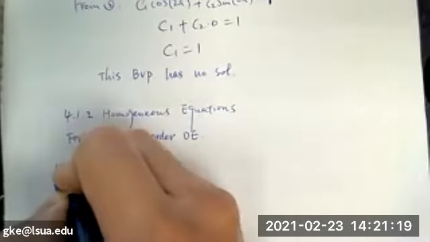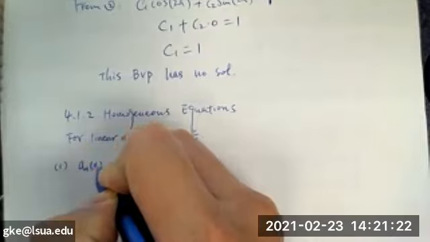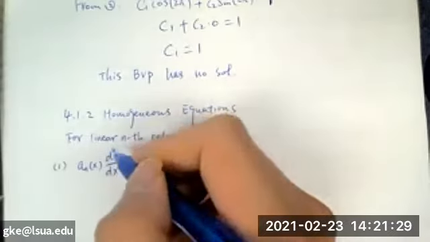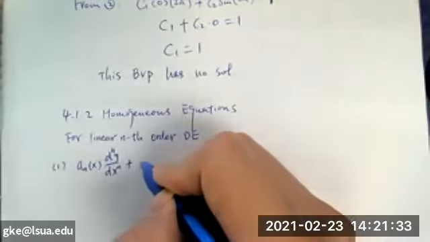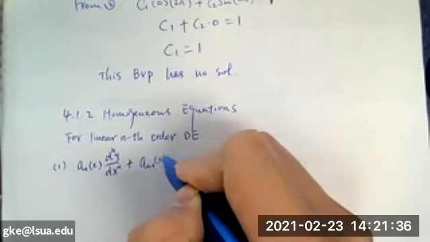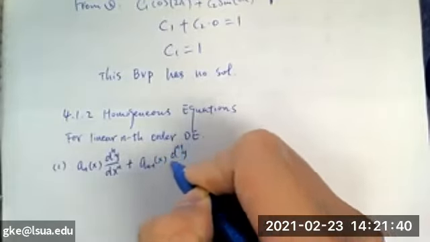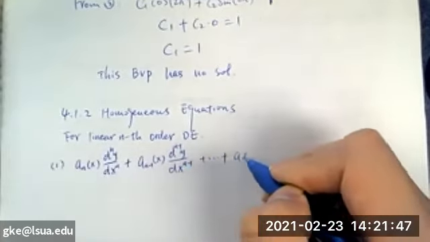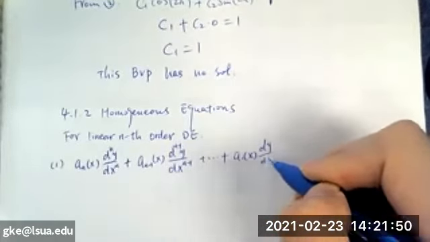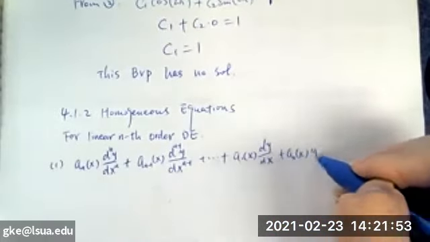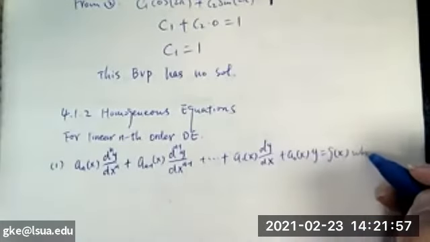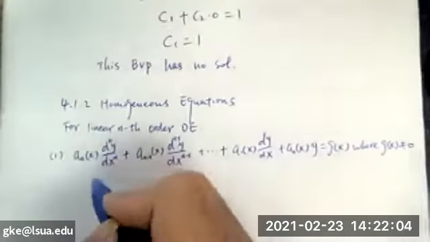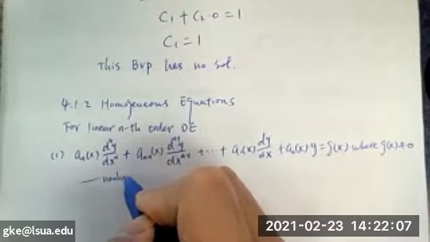We have a_n(x) and a_{n-1}(x), and so on, where g(x) doesn't equal 0, okay? And we call this one non-homogeneous.